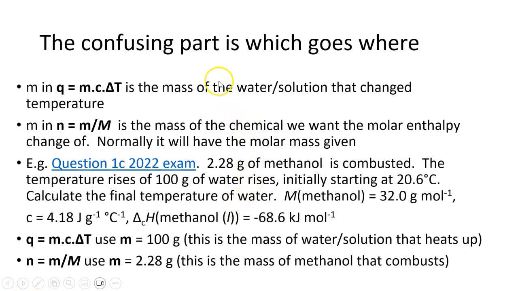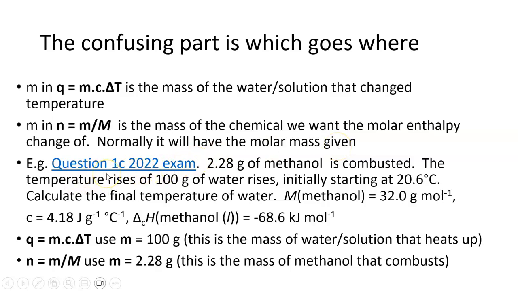The confusing part is what goes where. Often students confuse the M in Q equals MC delta T and the M in amount in moles is mass over molar mass. The M, the mass, in Q equals MC delta T is the mass of the water or the solution that changed temperature, the water that's getting heated up. The mass in N equals M over M is the mass of the chemical we want the molar enthalpy change of. Normally it will have the molar mass given.